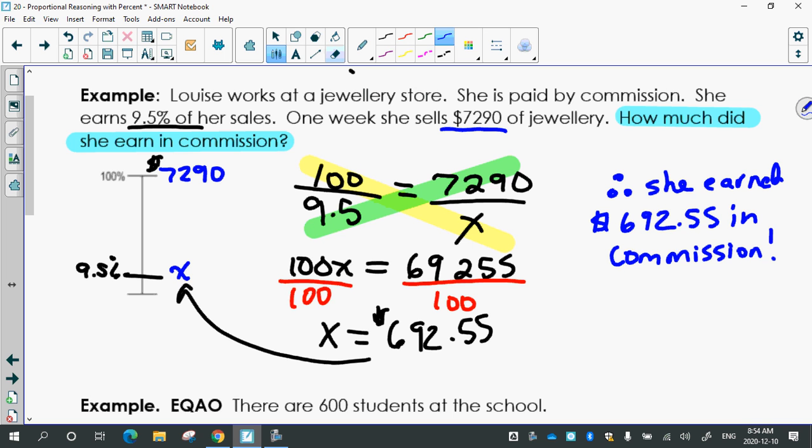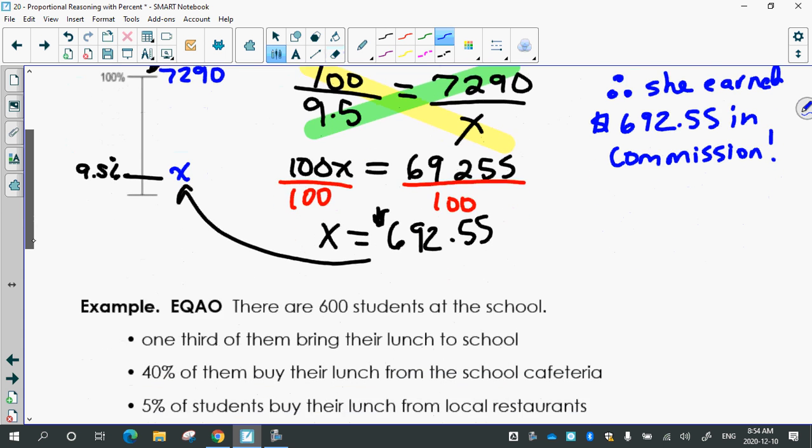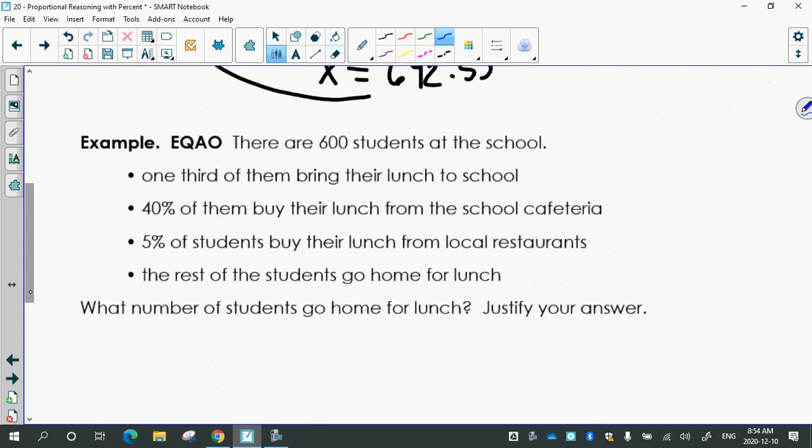Everybody get any idea? So you're always going to fit your percent if you're given a percent, and if not, the total goes here, and then how close to the total are you? Right? And then once you fill this out, you can make your proportion.